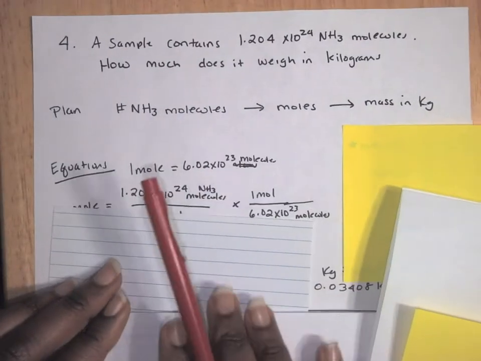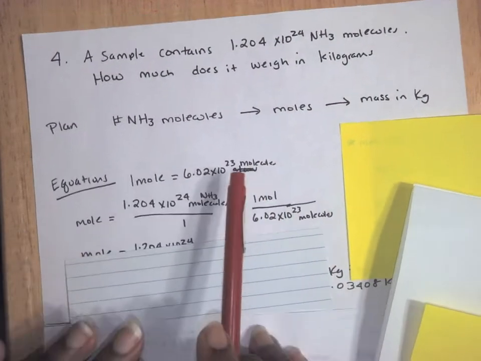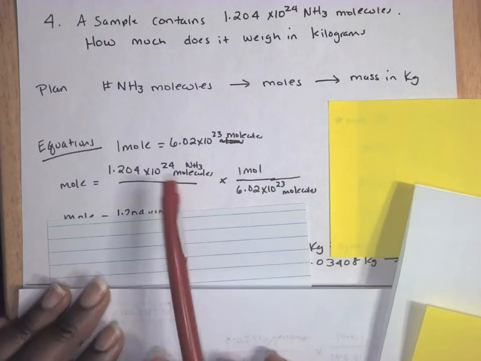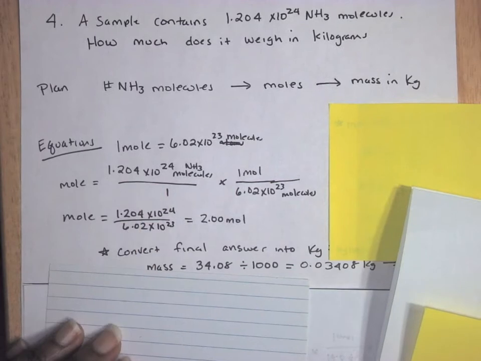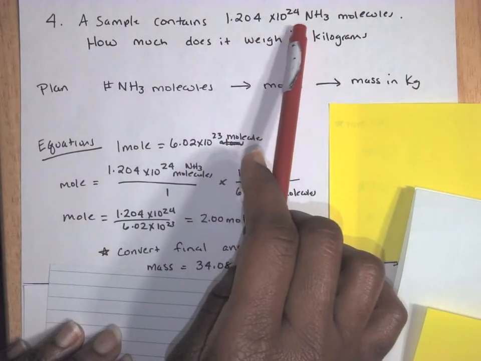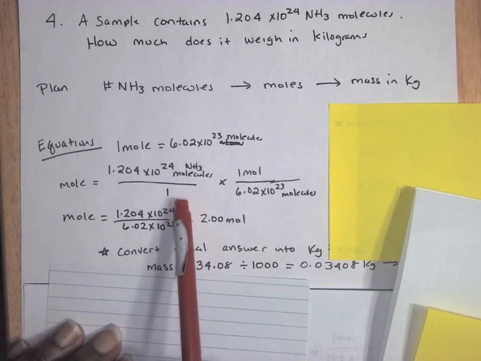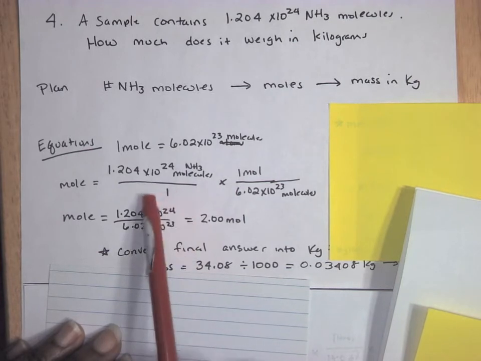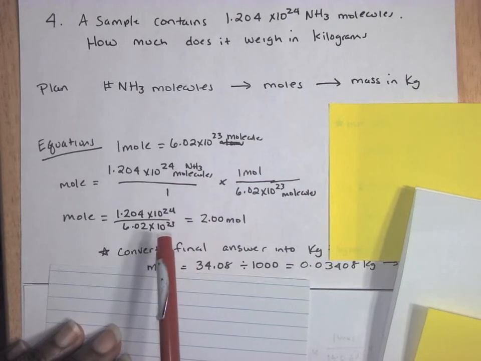So first thing is to convert from number of molecules to moles. And I showed this in the last video, so I won't spend too much time going over this, but I'm going to use dimensional analysis to convert from my number of molecules to moles. I take my given 1.204 times 10 to the 24 molecules, my given over 1. And I put it over 1 just to make it a fraction. Notice this is just 1. It's not 1 mole. You're just putting it over 1. No unit should be here in this first fraction, typically.